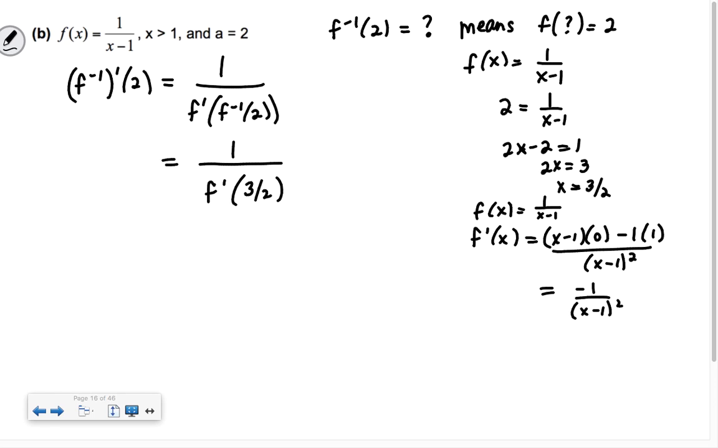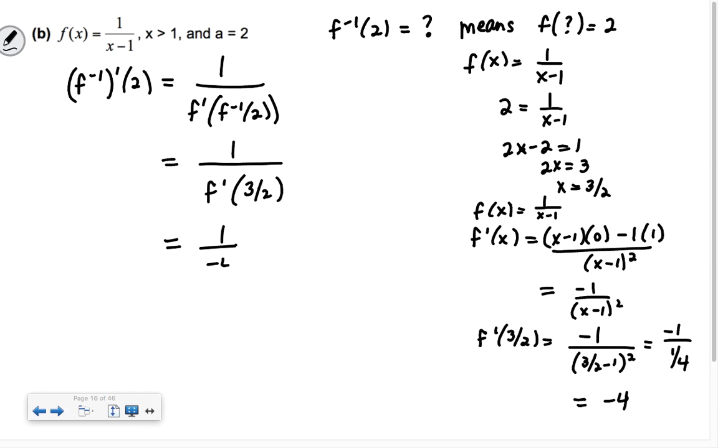So if we plug in 3 over 2, we get negative 1 over 3 over 2 minus 1 squared. 3 over 2 minus 1 is what? 1/2. Square it. 1/4. If you have negative 1 divided by 1/4, what do we get? Negative 4. So this is 1 over negative 4, or negative 1/4. That's our answer.